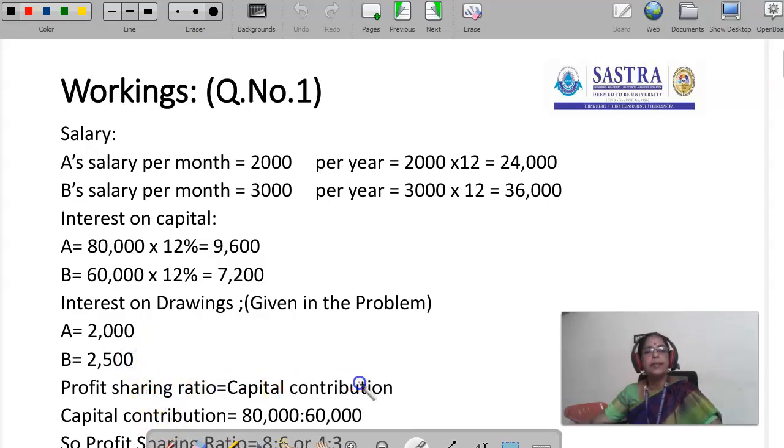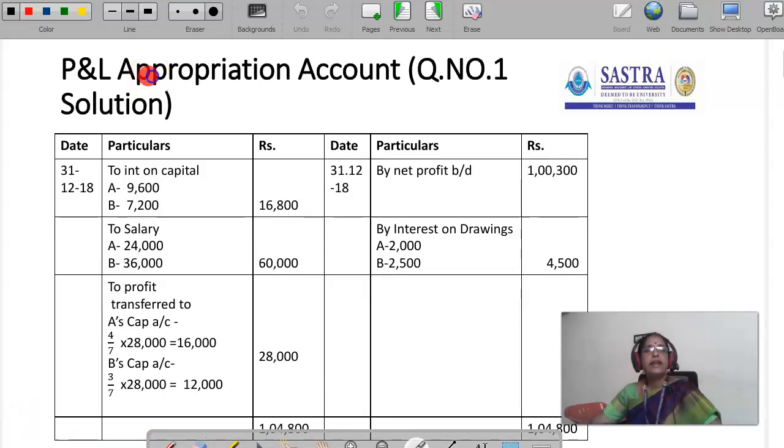The profit sharing ratio is the capital contribution. Capital contribution is 80,000 and 60,000, so the profit sharing ratio is 8:6 or 4:3. First we have to prepare the P&L appropriation account. Interest on capital we have already calculated: A 9,600, B 7,200. The P&L appropriation account should be prepared from the viewpoint of the firm.